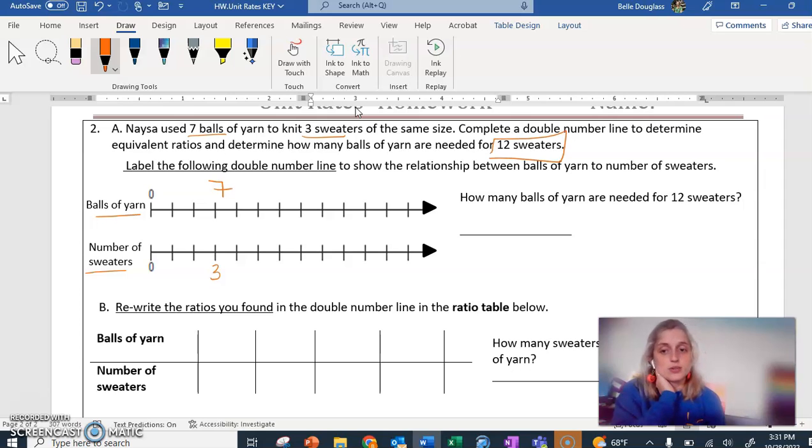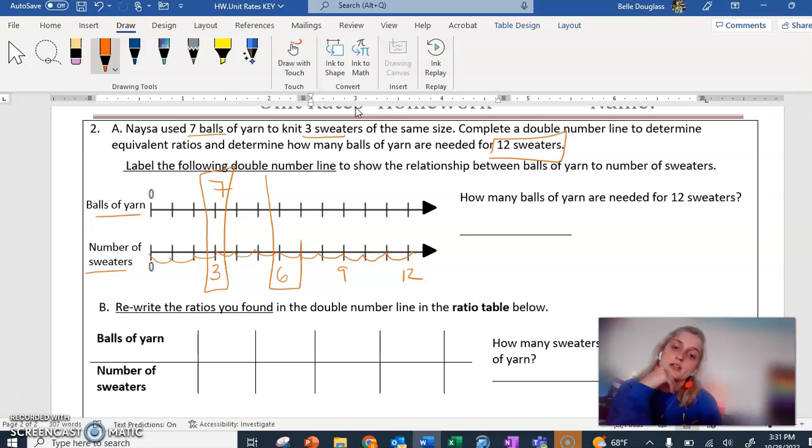Then I'm going to count another 3. Okay, 3, that's 4, 5, 6, 7, 8, 1, 2, 3, 4, 5, 6, 7, 8, 9, 10, 11, 12. And then I'll just keep going. If this is the spot here for the 7 to 3 ratio, then this is going to be 14 to 6. You can see how it's just like a ratio table.